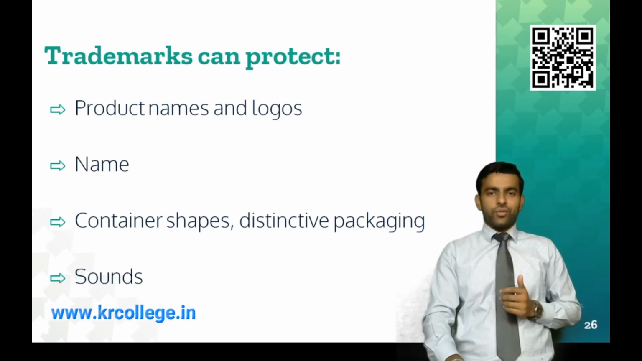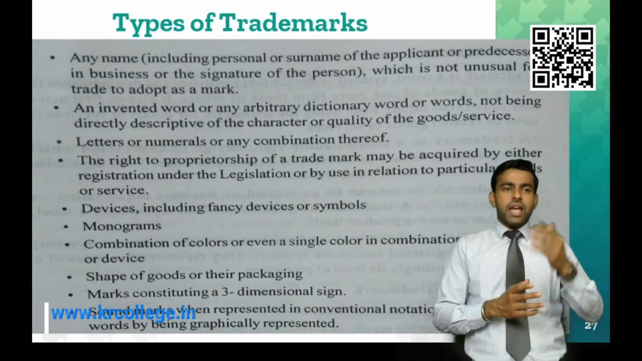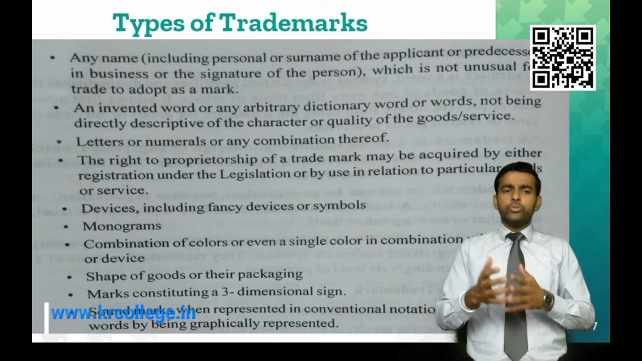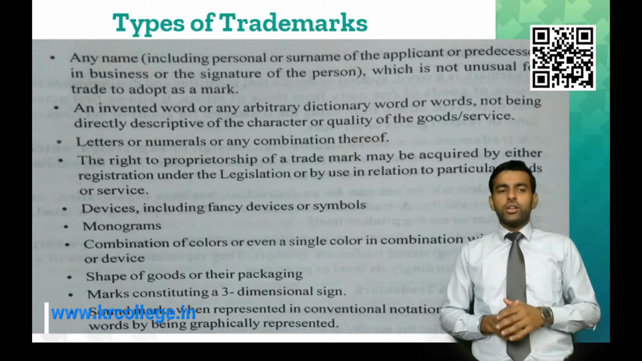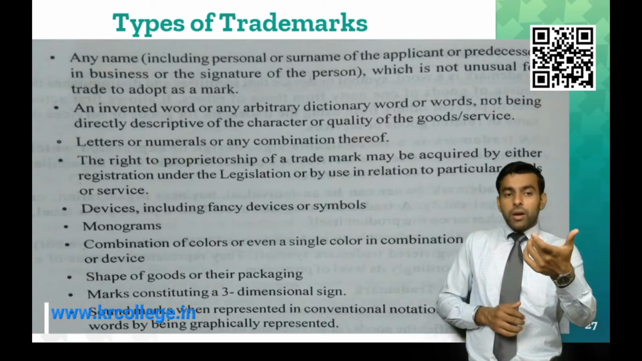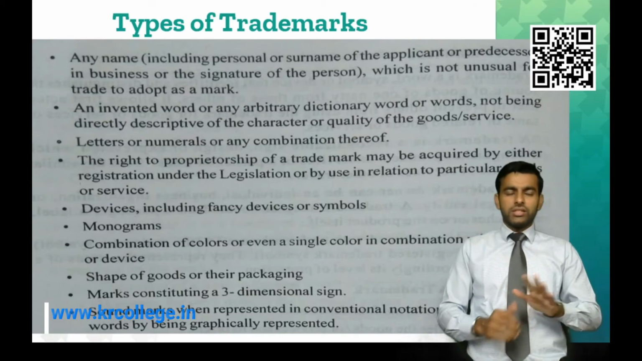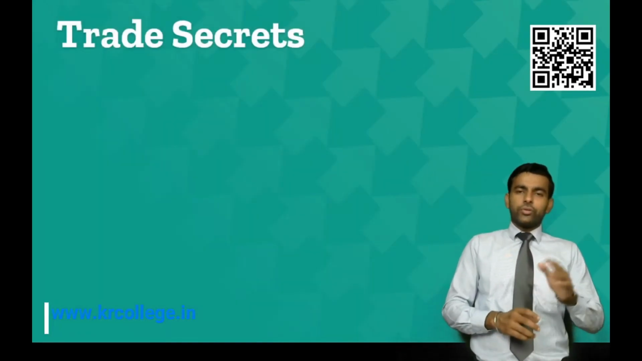And next one is sounds. So these are the types of trademarks: any name, any invented word or arbitrary dictionary, letters or numerals or combination of them whatsoever, devices, monograms, combination of colors. Now, marks constituting a three-dimensional sign, basically 3D. These are the types of trademarks. Basic, that's it. Now trade secrets.